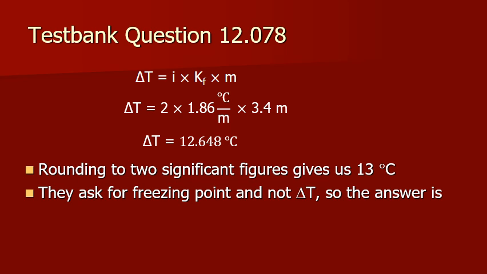Now they ask for the freezing point and not delta T. So our answer is not 13. The normal freezing point of water is 0, so our temperature change is 13. Our freezing point decreases. So our final answer is minus 13 degrees C.